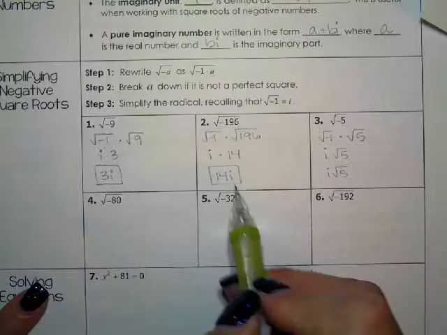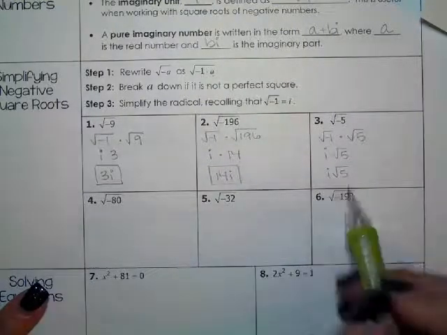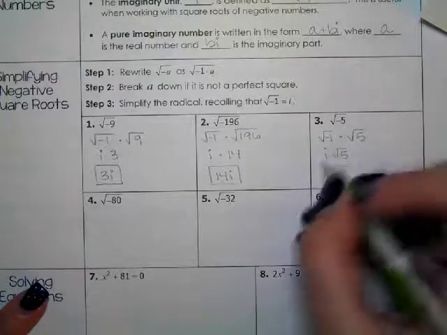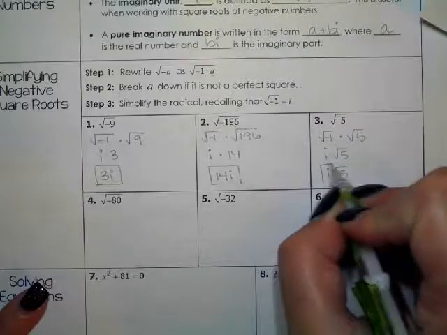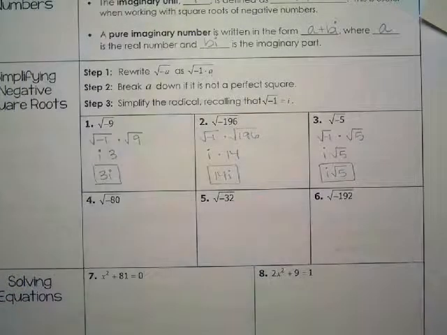Miss Rice, how come the i goes after the number on these ones but not on this one? I don't know, it just looks weird. It's just how we do it. When you simplify it, you put the number in front.